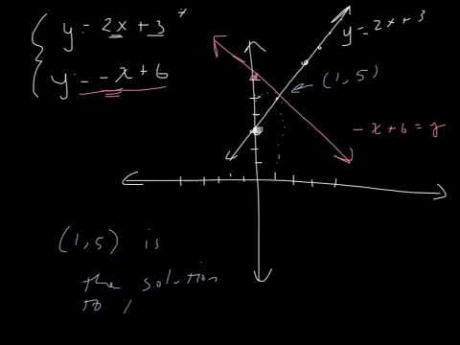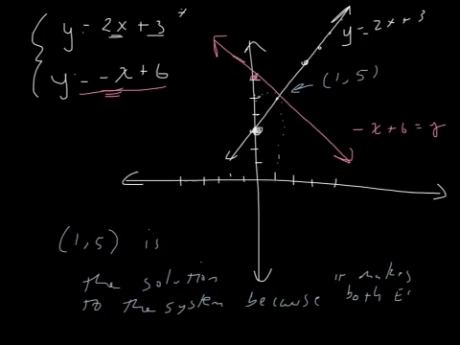to the system because it makes both equations true. So graphically we can find points of intersection, but we want to look at other methods of doing this.